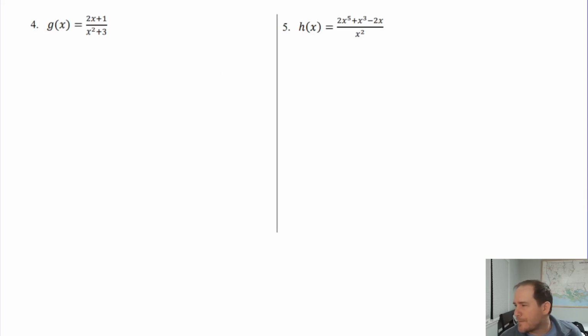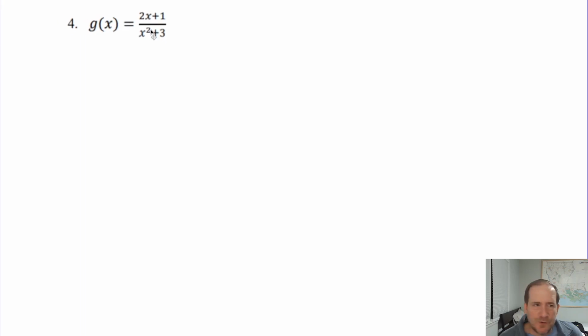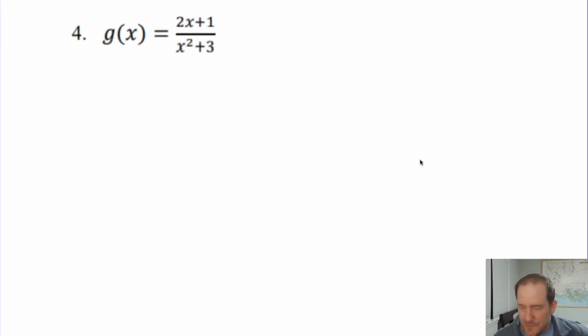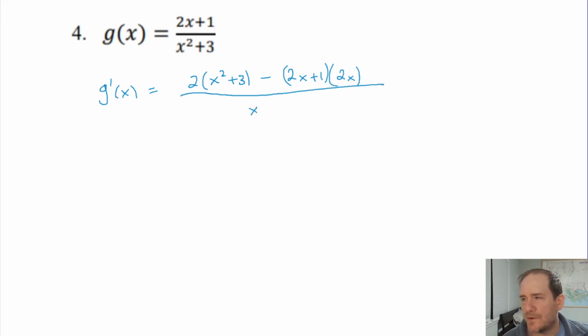Let's do 4. Okay. So 4 now is a quotient rule problem that we can't do any other way. It just has to be quotient rule, so just bite the bullet and do it. Can't even rewrite anything first, so literally just dive right in. You're going to do g prime. Derivative of the numerator is simply 2, then you get an x squared plus 3, then you're going to subtract from that 2x plus 1, and the derivative of the bottom is 2x. And this will all be all over x squared plus 3 squared.